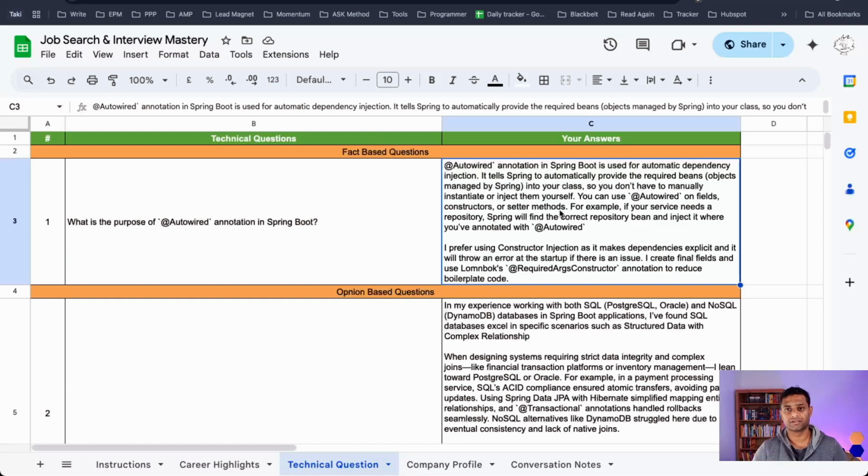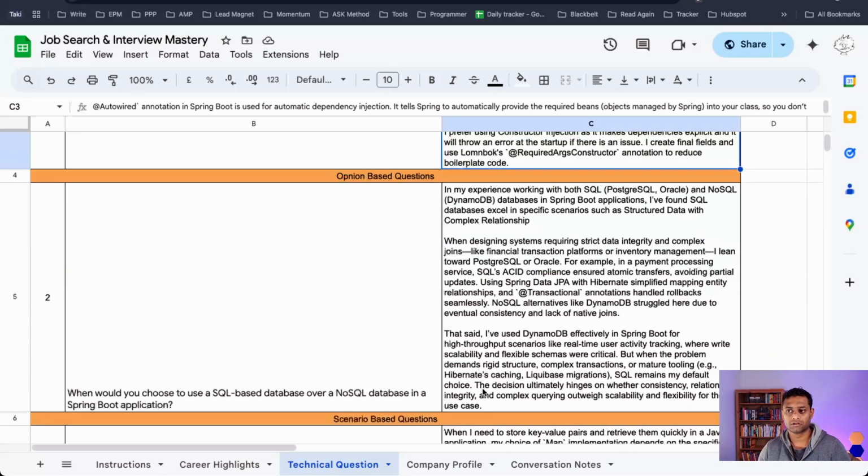Again, as we discussed in that webinar, you need to talk in a way where you give the concept, especially for fact-based questions: you answer the technical part of it and then layer it with your experience. Similarly, with opinion-based questions, talk technology, talk about both pros and cons of this one being a SQL-based database and NoSQL-based database, and then put in your experience.